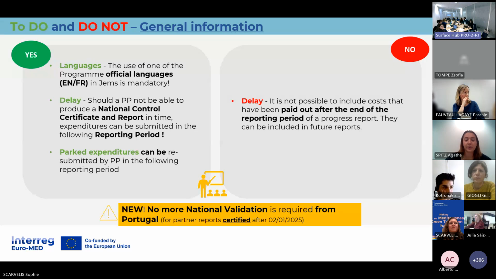Then, in case you have delay on the production of national control certificate and reports, expenditure can be submitted in the following period. In case you have part of the expenditure on the reports, you can resubmit them in the following reporting period. And one thing you can't do during a reporting: it's not possible to include costs that have been paid after the end of the reporting period of a progress report. This expenditure can be included in future reports.